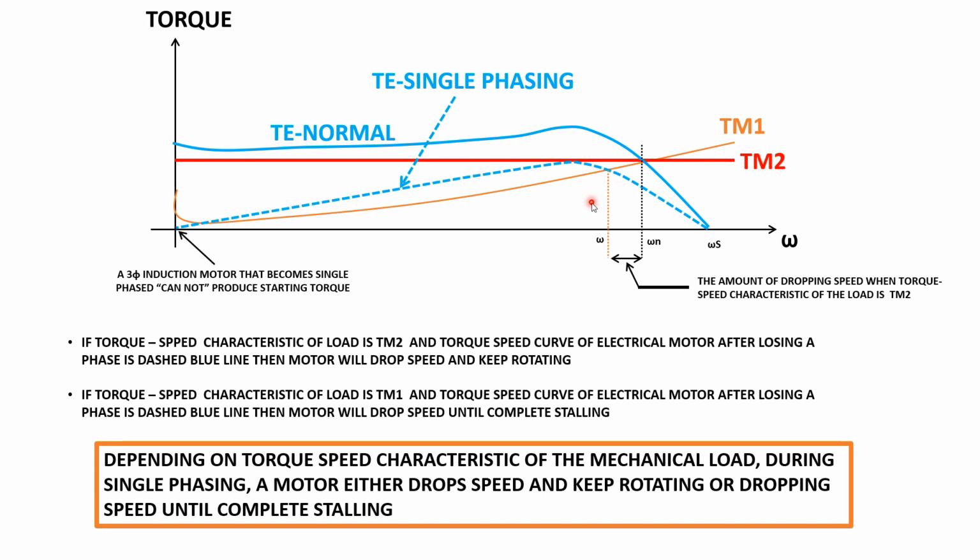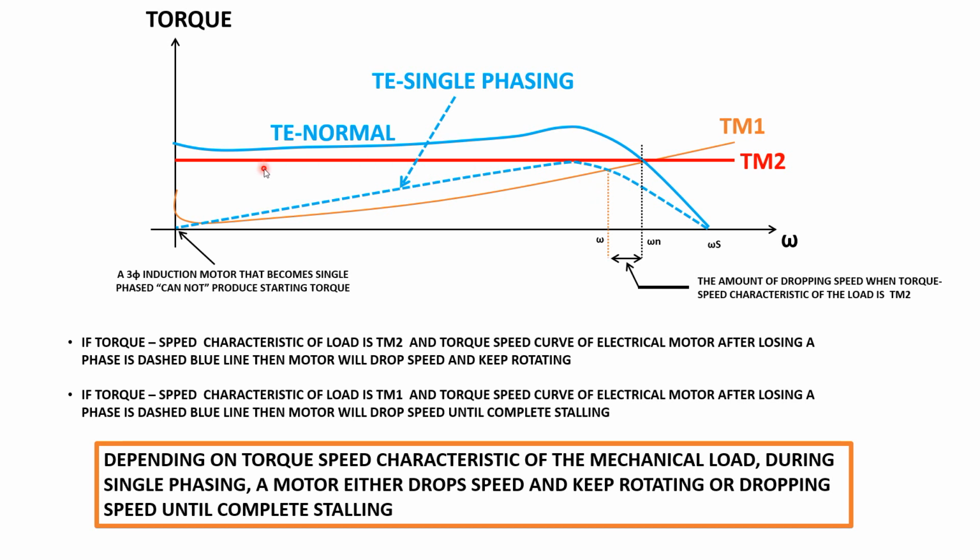Then we see, I deliberately put 2 types of mechanical load here. One type of mechanical load is kind of like fans, which, as you saw previously, hit the curve here, and the nominal speed was here. Now the curve is changed, and it hits the load at this point. So this is the new speed of the motor. So we have that much drop in the motor, and the motor keeps rotating.